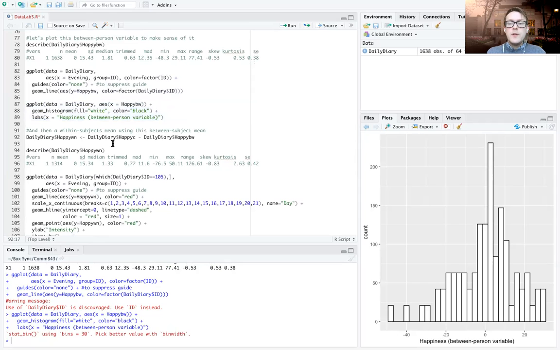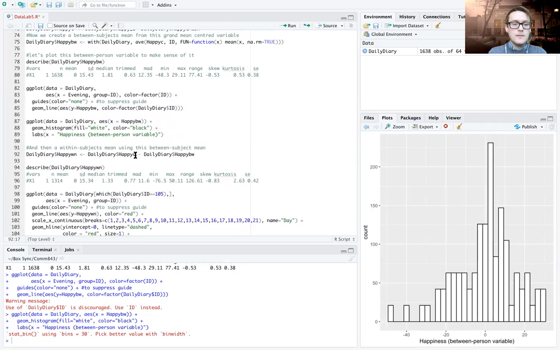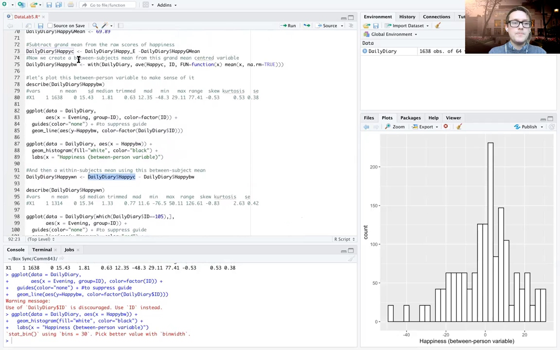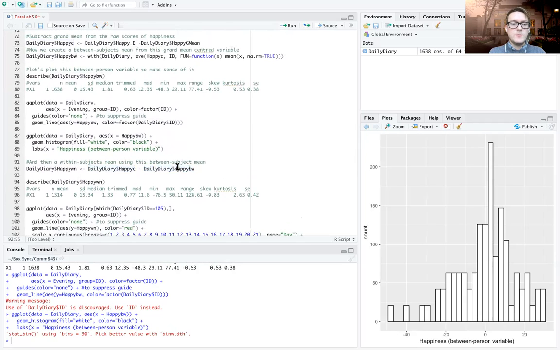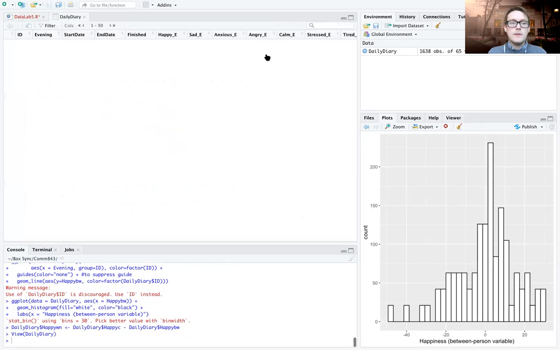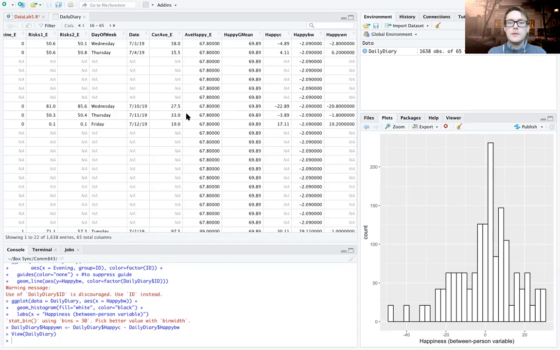To get our within person variable out of here, that will allow us to ask questions about, when my happiness is higher than it usually is relative to how I usually am, what is my curiosity doing? We create a new variable called happy WN, happy within, and we take this centered happiness variable from above, and we subtract this between person mean. Now it's relative to myself. So if it's 0, it would be a typical day of happiness for me. If it's below 0, it's a level of happiness lower than my usual level. If it's above 0, it's a day of happiness higher than it usually is for me.